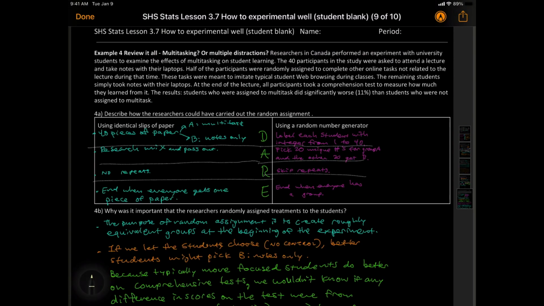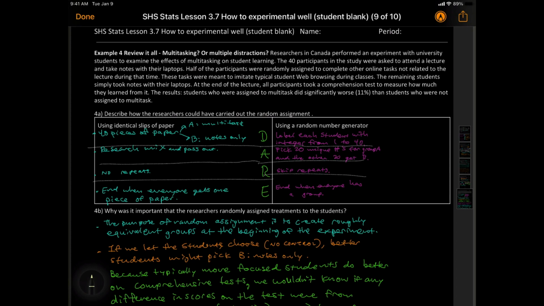All right, let's review it all. Multitasking or multiple distractions. Do you think multitasking actually works? Well, researchers in Canada performed an experiment with university students to examine the effects of multitasking on student learning. The 40 participants in the study were asked to attend a lecture and take notes with their laptops.